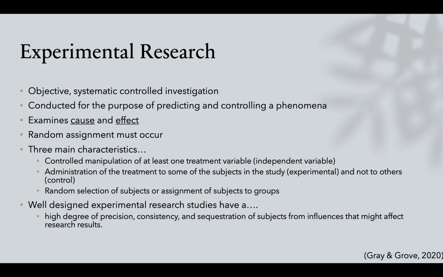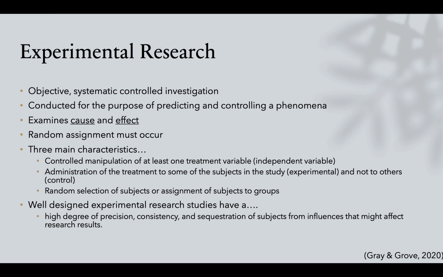Experimental research is a type of research that's used to predict and control a phenomena. It's an objective, systematic, controlled investigation. Experimental research examines the cause and effect of a chosen variable. In order for research to be considered experimental, the research must have three main characteristics.